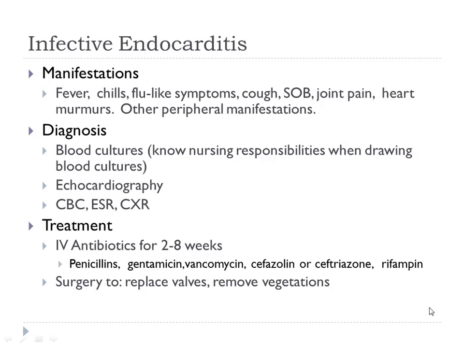We talked about an echo, and an echo can help us visualize the valves directly, and we can see what's going on there. CBC: elevated white blood cells, elevated granulocytes. ESR tells us about what? Inflammation. There's infection here, so there's going to be some inflammation. And the X-ray as well.